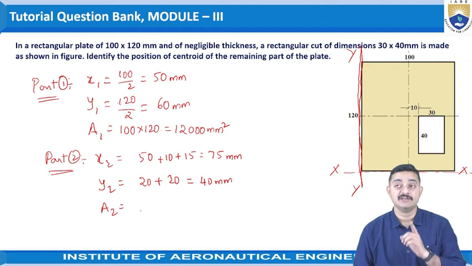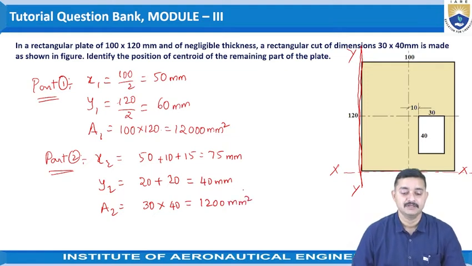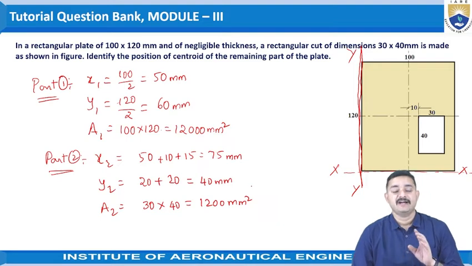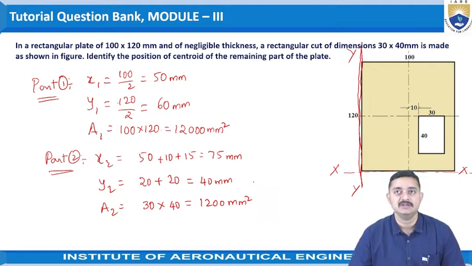Now coming to area of that particular rectangle, length into breadth. So that value would be 1200 mm square. So with this, we have identified the values of x1, y1, x2, y2 and a1, a2. Now we can substitute these values in the formula for identifying the solution.